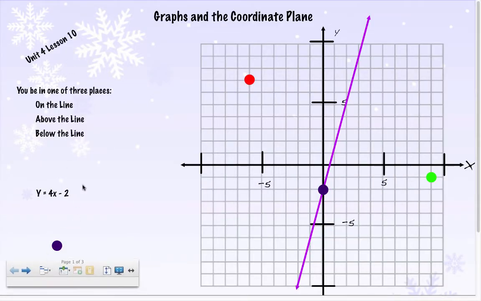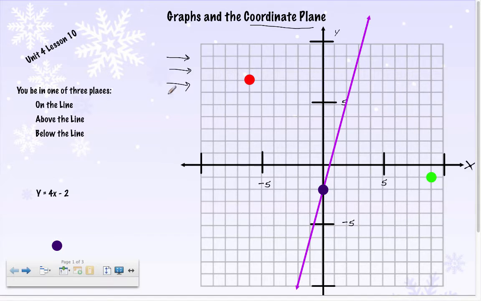Okay, we're going to wrap up Unit 4, Lesson 10, and we are going to talk about graphs and the coordinate plane. So the first thing you may be asking is, what the heck is a coordinate plane? Well, it's very simple. It's this big grid right here. On this grid, you have been graphing lines.